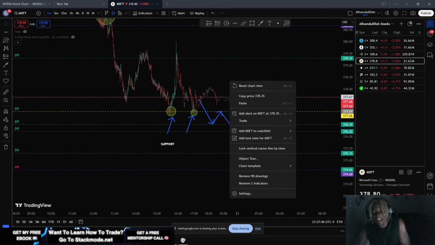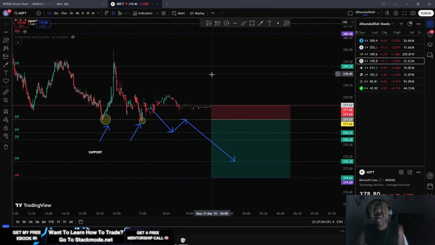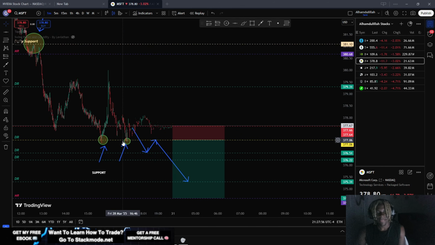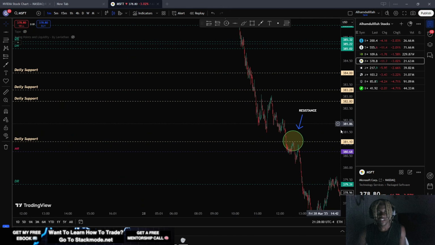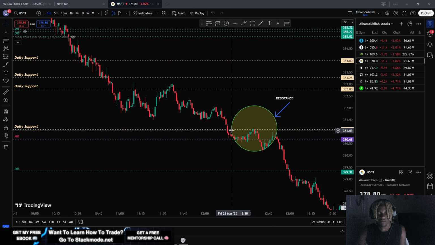So I'm waiting for market to verify itself. My apologies. So I'm waiting for market to verify itself. So I'm waiting for support to be broken. Then I'm waiting for market to pull back up and take it back down. Just like it did right here. So market decided to break out below it, pulled back up, and then took it back down.